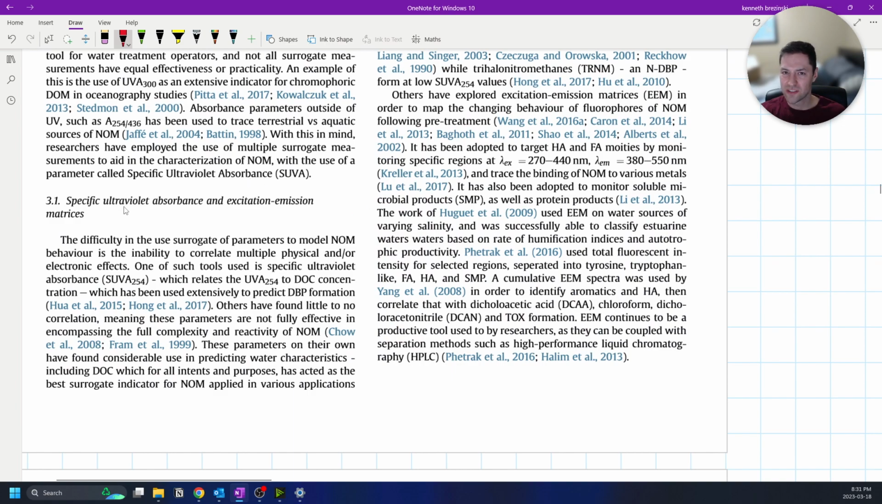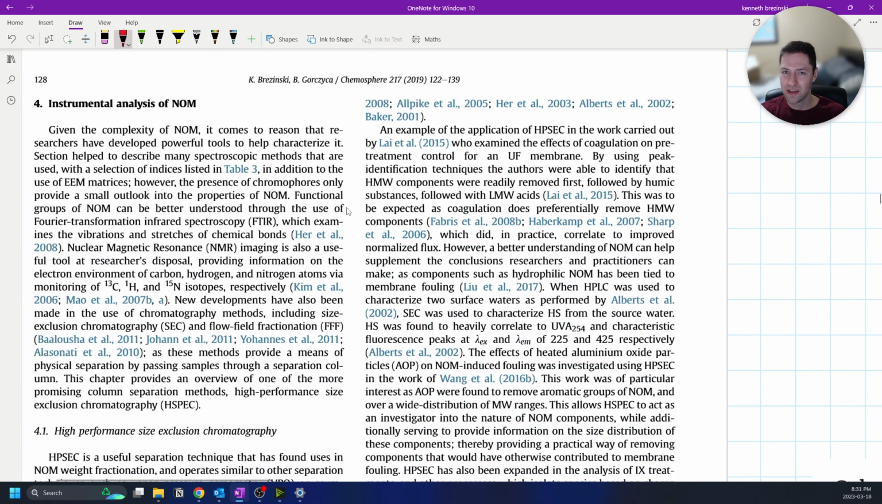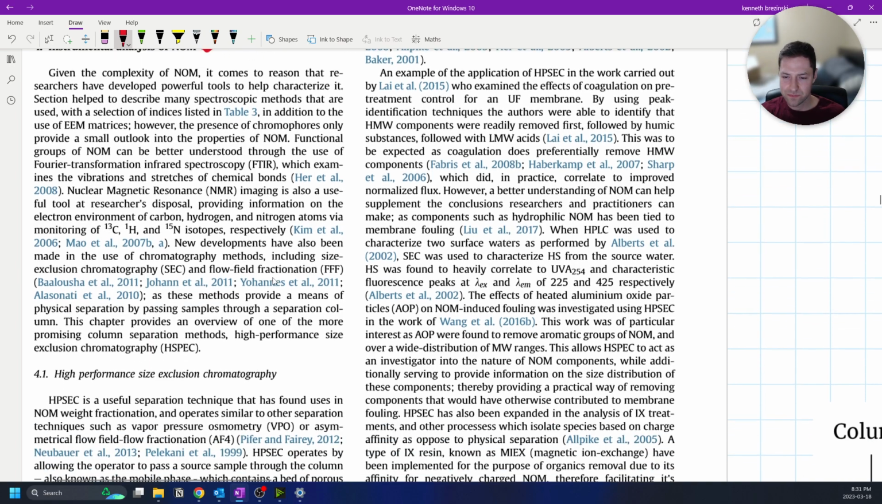This goes into something called ultraviolet absorbance and excitation emission matrices. These are a little more complicated. I'm going to skip that for now. The instrumental analysis of NOM is something that I went quite into depth in the previous presentation. So for that, I actually would refer you to the previous presentation on that, the two-parter for this.